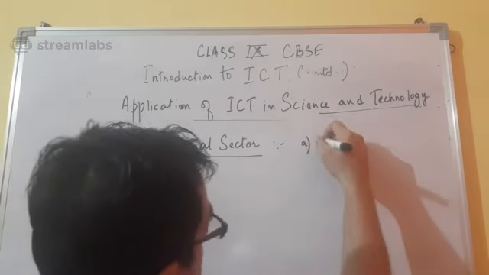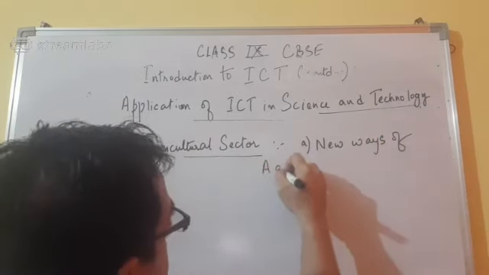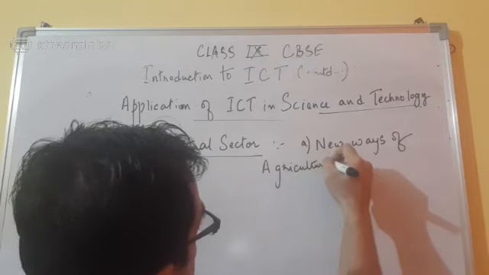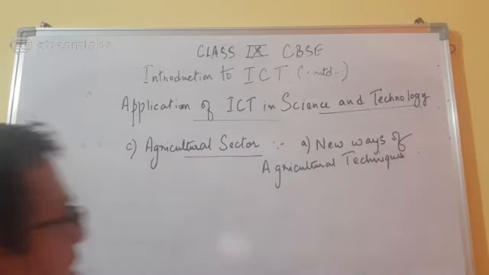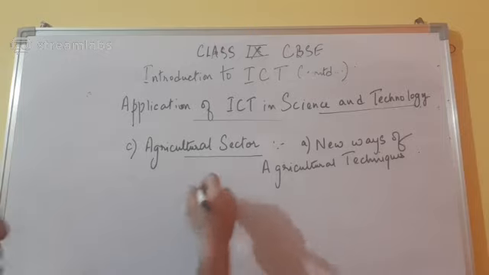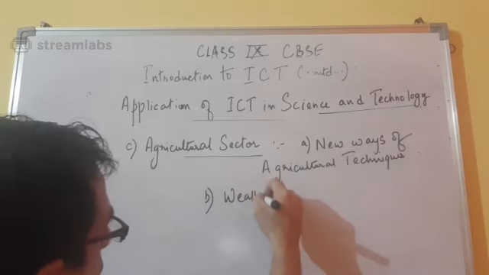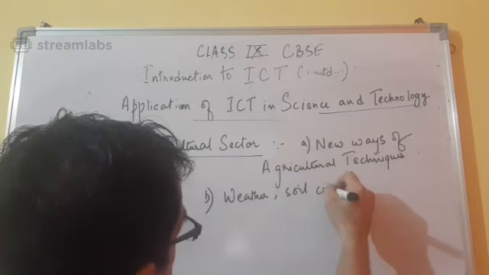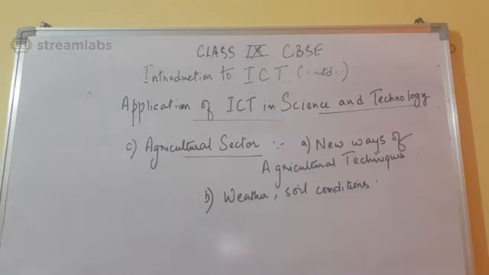So in the agricultural sector, the maximum thing depends on new ways of agricultural techniques. This is the first point. Not only are new agricultural techniques a part and parcel of the agricultural sector, but one of the most prominent factors is that the farmers need to be aware of the weather also, the weather and the soil conditions. These are the contributing factors which add to the maximized output in the agricultural sector. Okay.